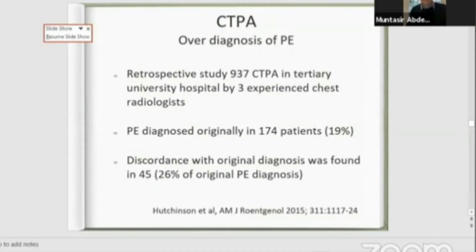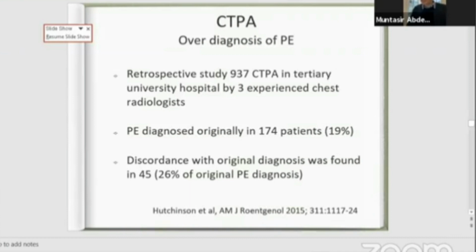In actual fact, people think that CTPA is not missing PE. CTPA is overdiagnosing pulmonary embolism. And this is a very interesting study. It is a retrospective study in a tertiary center. What they did, they collected all the people who had a CTPA, and there were 937 cases who had CTPA.